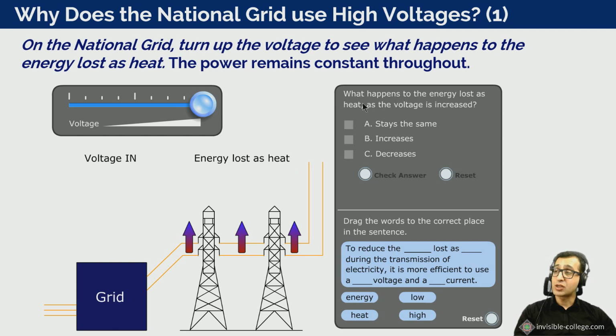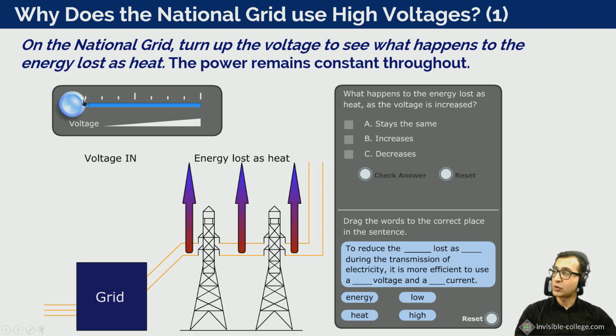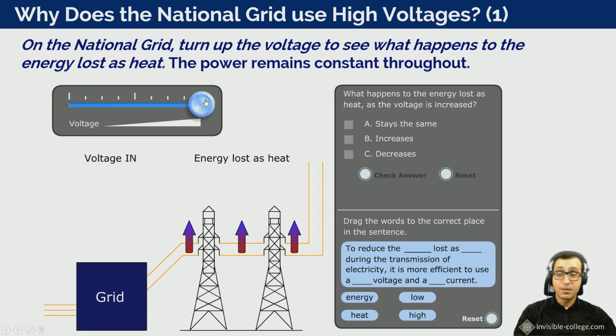So what happens to the energy loss as heat as the voltage is increased? What do you think, guys? So A, B, or C? What happens to the energy lost as the voltage is increased, but let's just assume the current is kept the same and the resistance stays the same?